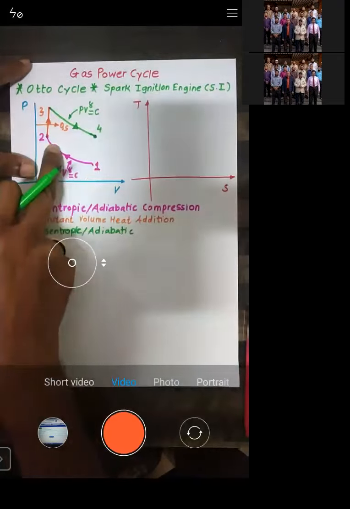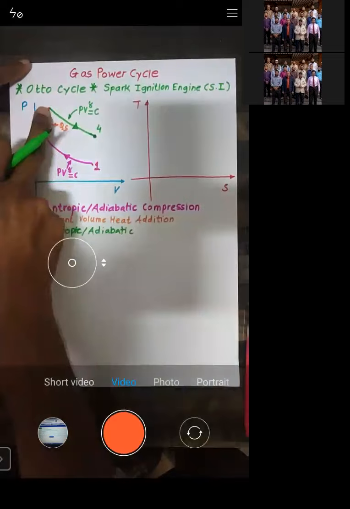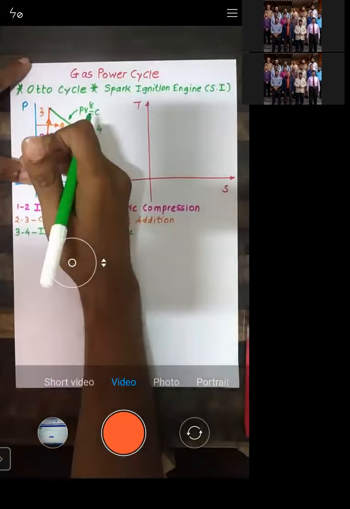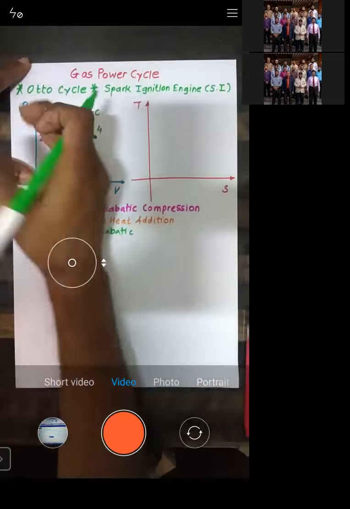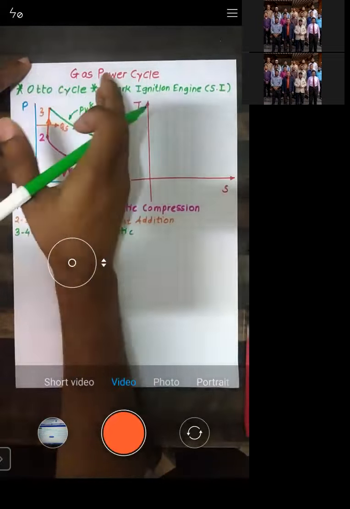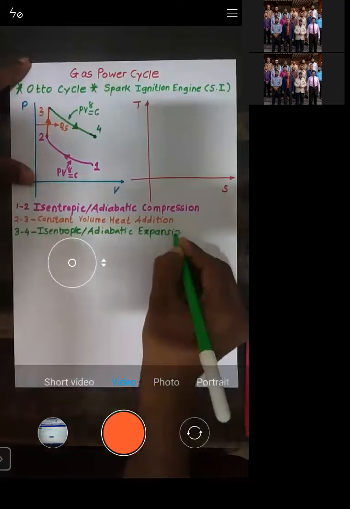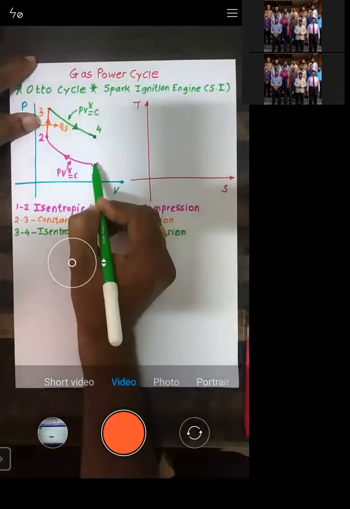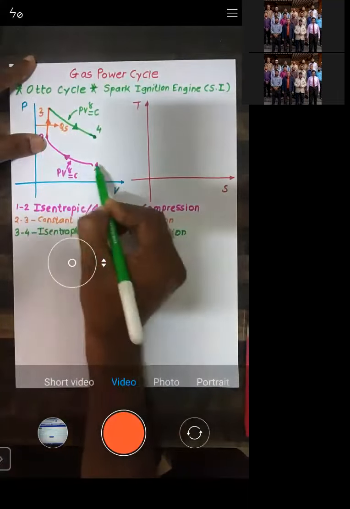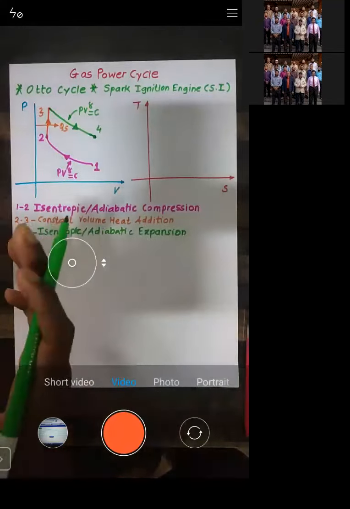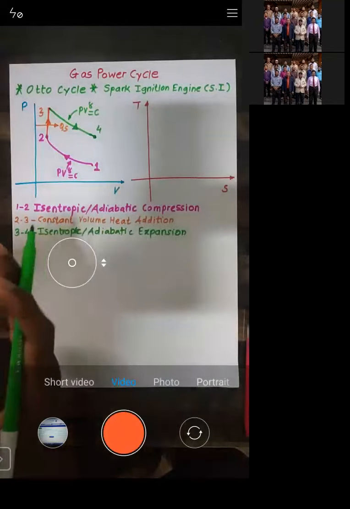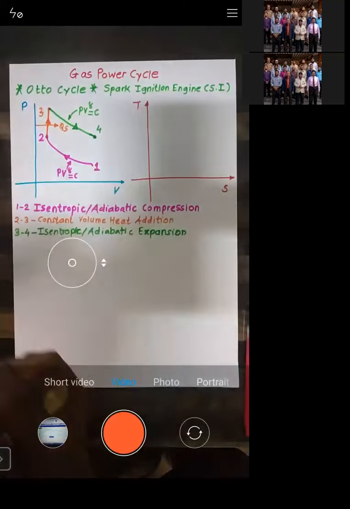This was compression, but what happens with 3 to 4? Pressure decreases and volume increases, and such a process is called expansion. I repeat, whenever you have such a process, you may not be able to discriminate which process it is.